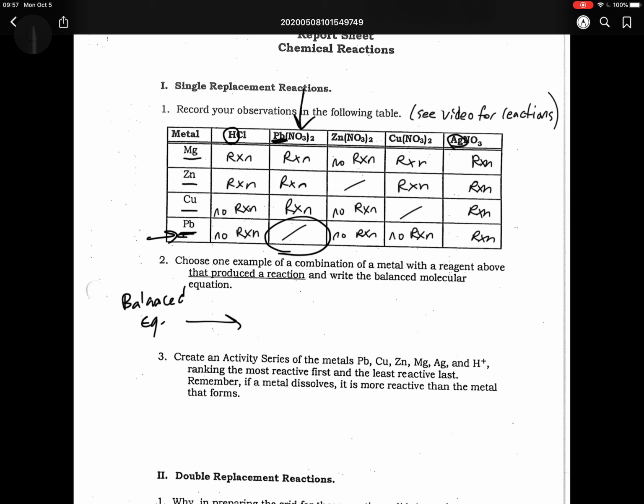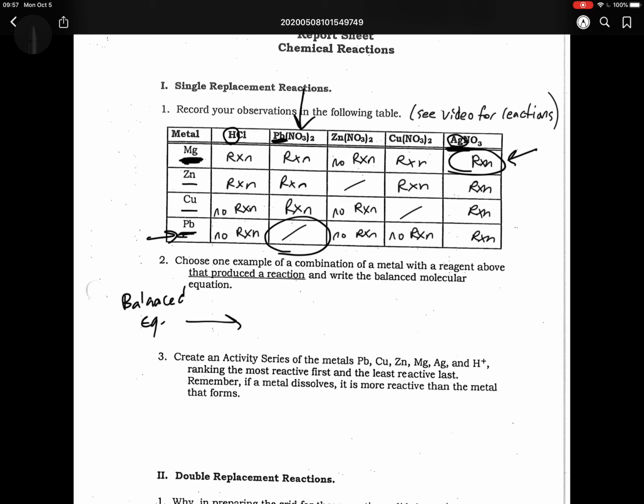Once you've gone through and looked at all of these reaction results, we're going to rank them from most active to least active. So pay attention. The most active metals have reactions with other metals. When you are reading this table, there are 2 ways to read it. When you see reaction, that means there was a reaction when magnesium reacted with silver nitrate. That means magnesium is reactive. That does not mean that silver is reactive. Okay? How do you know?